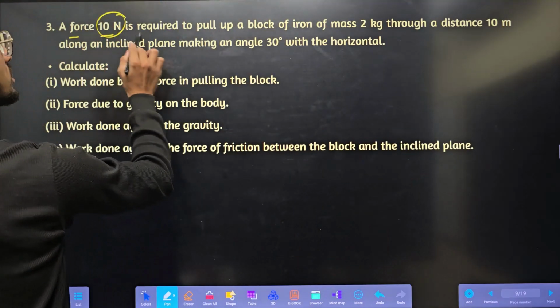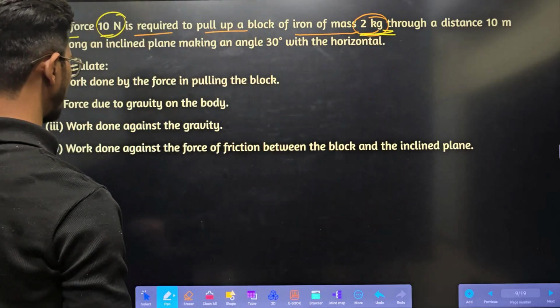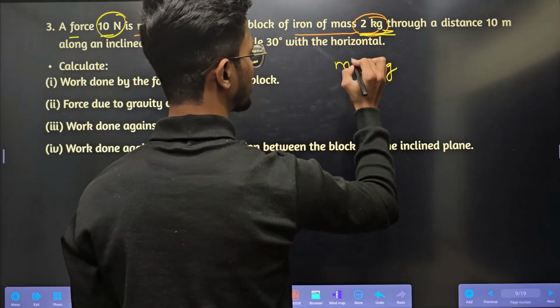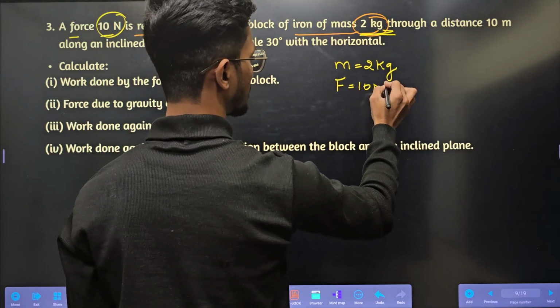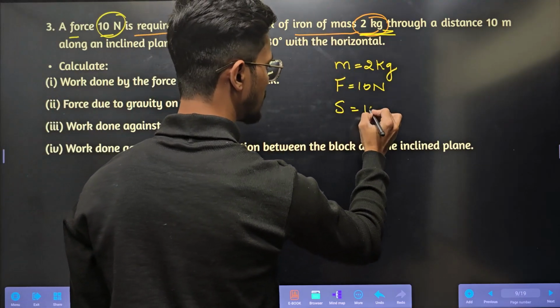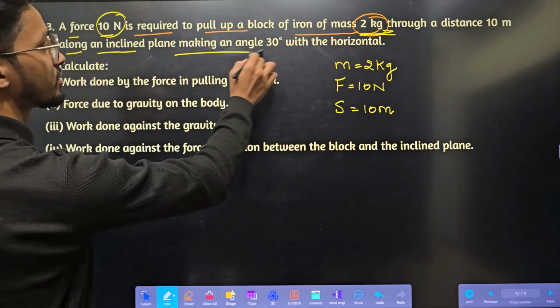A force of 10 Newton is required to pull a block of iron of mass 2 kg. Mass is how much? 2 kg. Let us write it here. Mass is 2 kg. And force they have given how much? 10 Newton. Through a distance of 10 meter. Distance is how much? 10 meter. Along the inclined plane, making an angle of 30 degree.